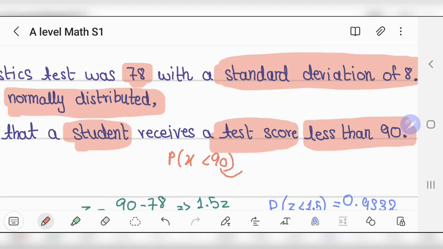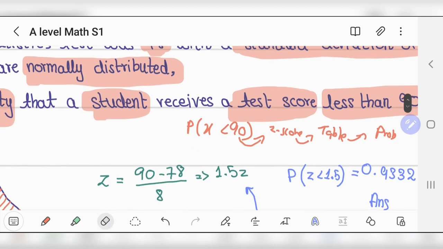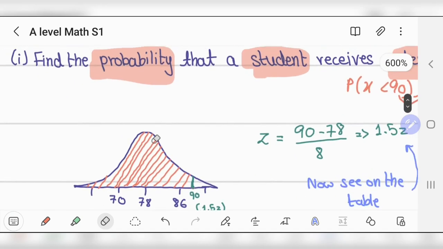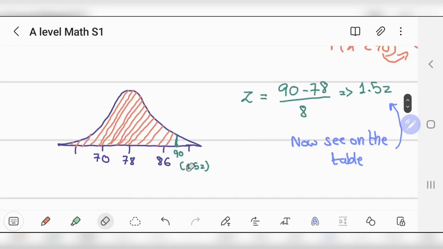So first of all, you're going to convert it into a z-score, and then you'll see in the table and get the probability. It's really that simple. So first convert it to a z-score, it's 1.5, then we need to find the probability. You will see in the table, you got this, and that's it, this is the answer. This is how it looks, this 90, and you convert it into a z-score, so it's 1.5.